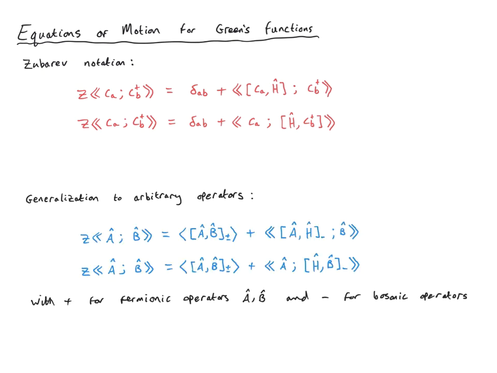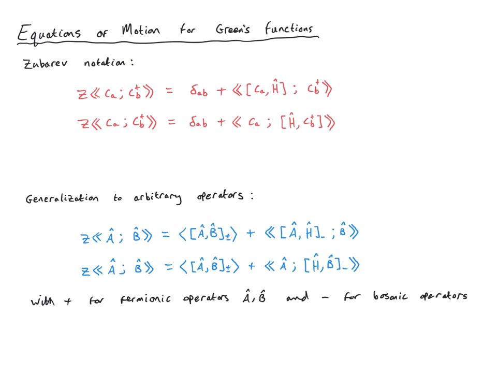We can also generalize this to Green's functions involving arbitrary operators A and B. We'll see that this will be useful when we consider later on interacting problems and also quantum transport using the Kubo formula. But for now, I'll just write down these generalized equations of motion, in which on the left-hand side we have the complex variable z multiplied by this generalized Green's function formed by operators A and B. And then on the right-hand side, we have some static expectation value of the operators formed by either the anti-commutator or the commutator of A and B, depending on whether A and B are fermionic or bosonic operators.